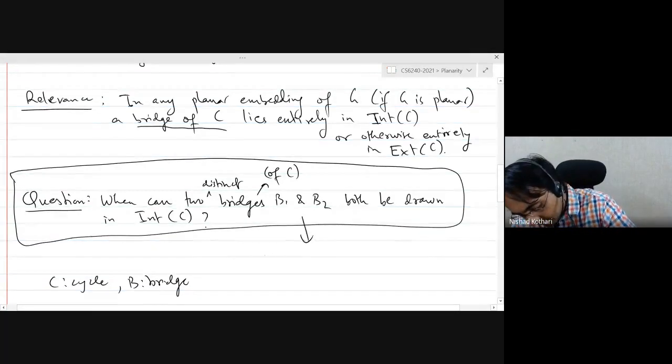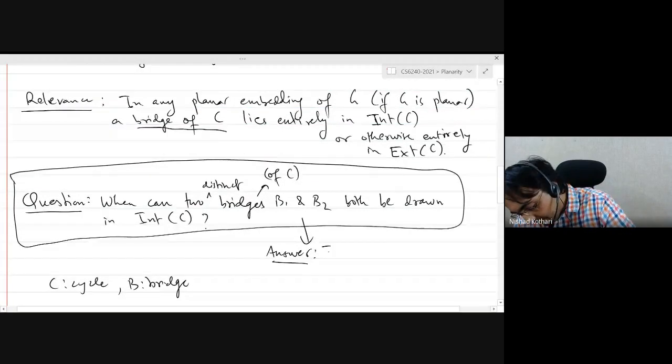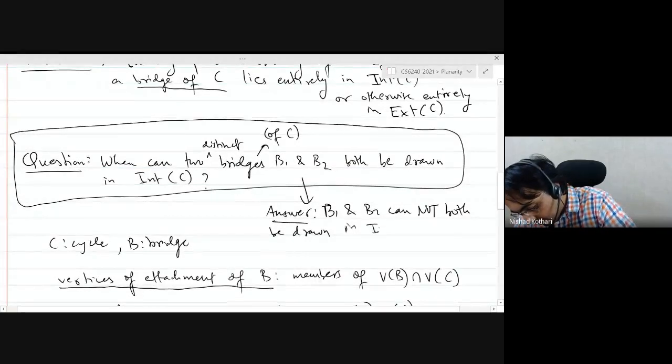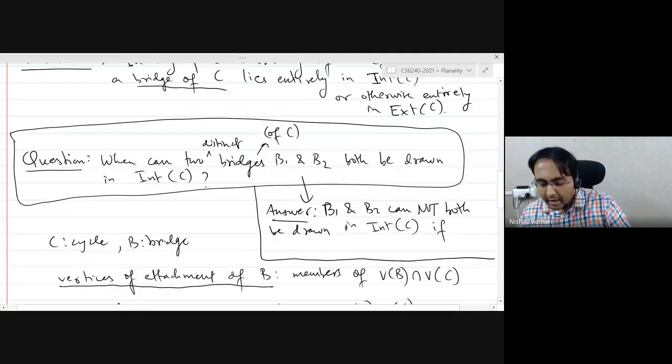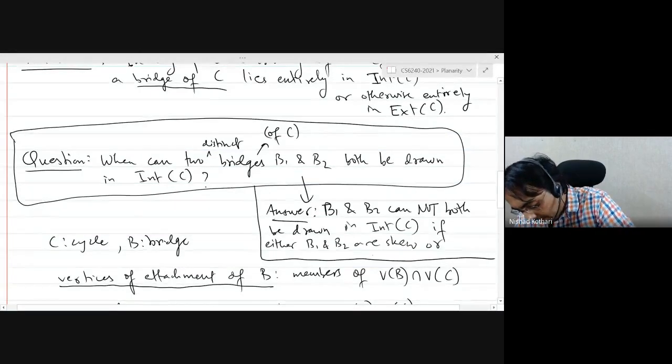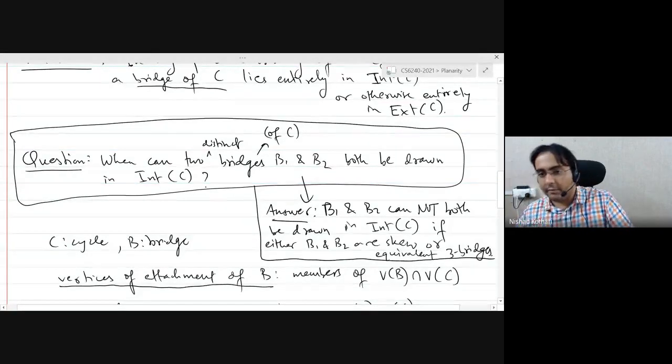So, it turns out that B1 and B2 cannot both be drawn in the interior of the cycle if either B1 and B2 are skew, as we just discussed, or they are equivalent three bridges, which means they have the same set of vertices of attachment, and this set has size 3.